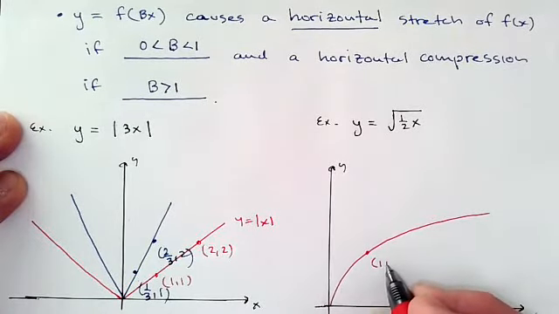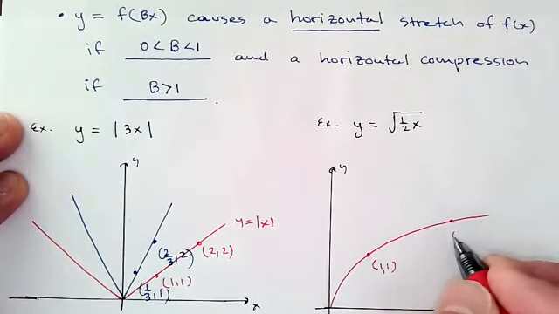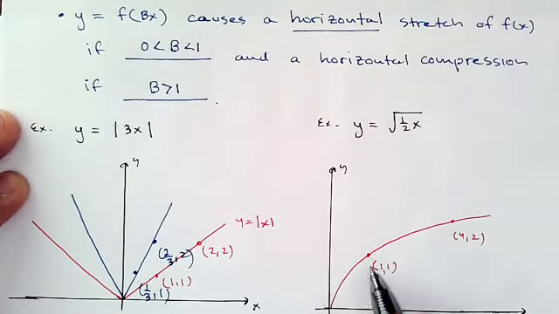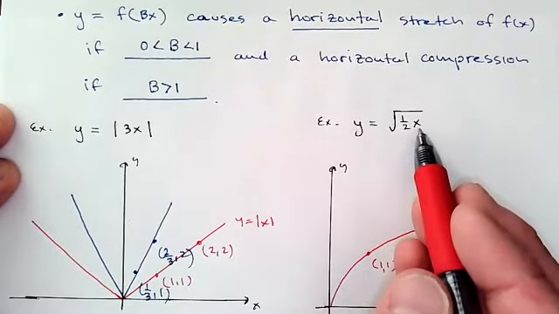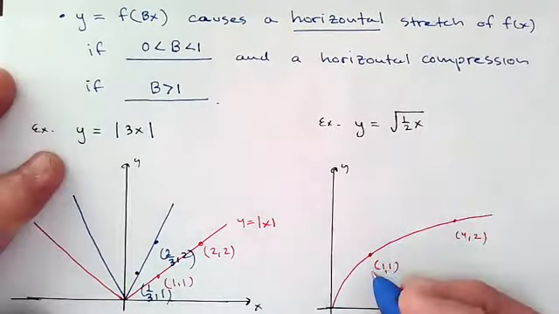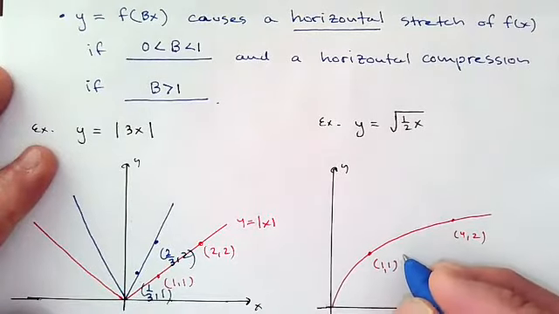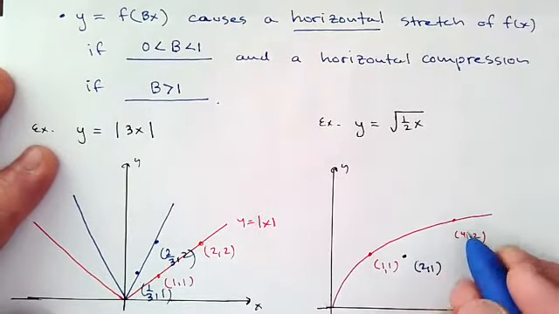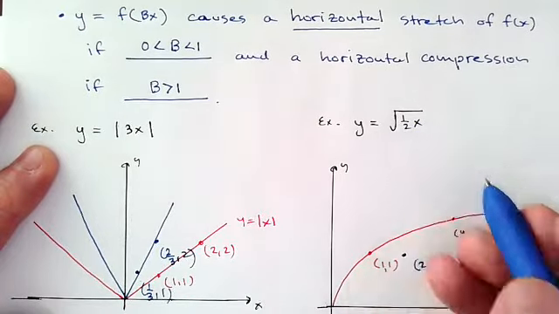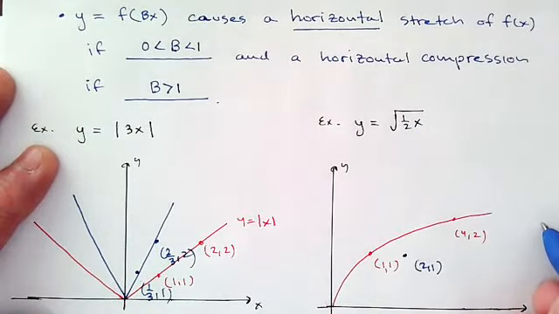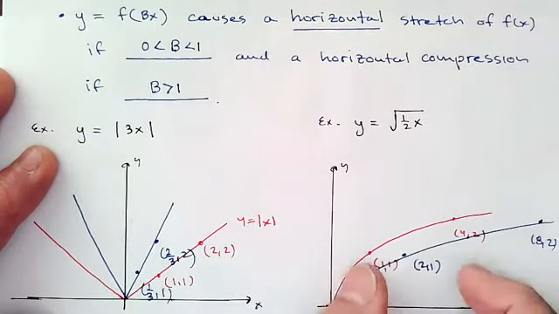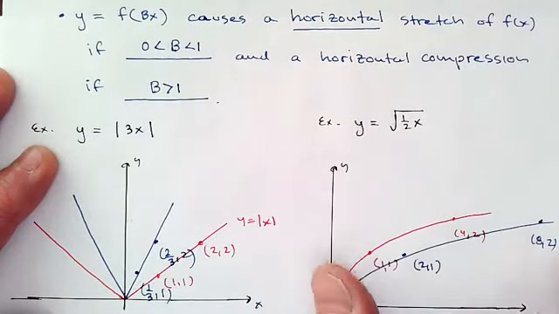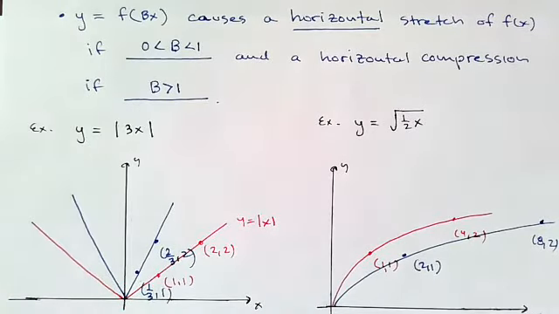Let's call this 1, 1. Let's call this 4, 2. So in order to get 1 for the inside, what you would have to plug in for x now is 2. So instead of passing through 1, 1, it's going to be 2, 1. In order for this inside to be 4, you'd have to plug in 8. So then it's going to be 8, 2. Let's say that's like right here. And you can see what it's kind of doing is stretching out the graph horizontally, stretching out those x values.